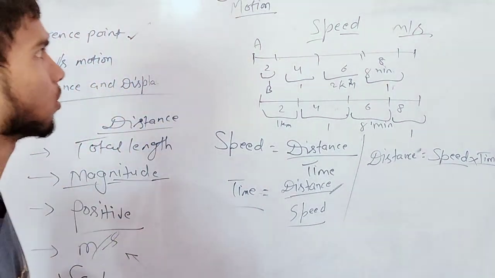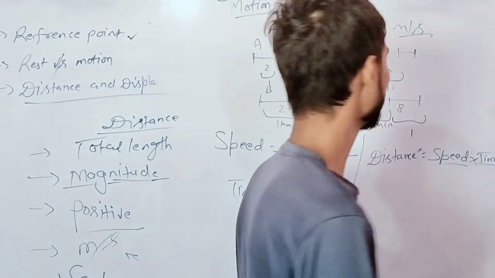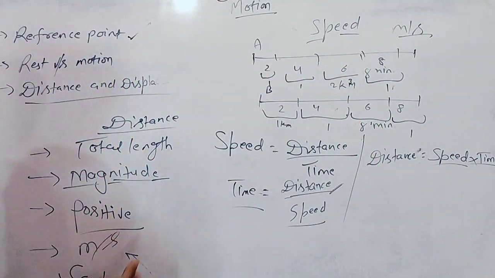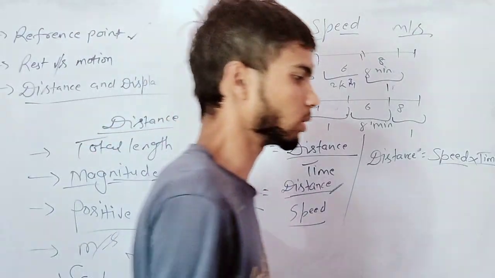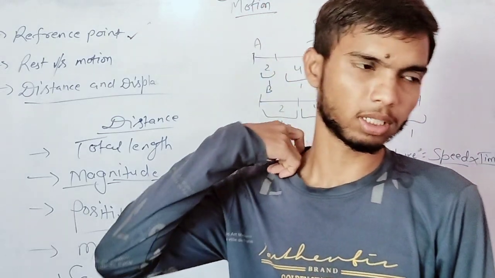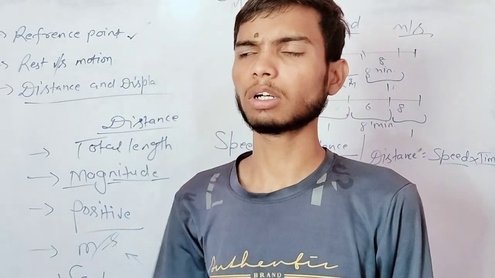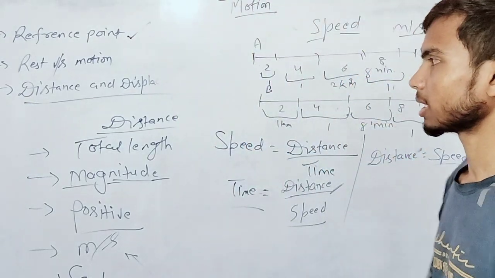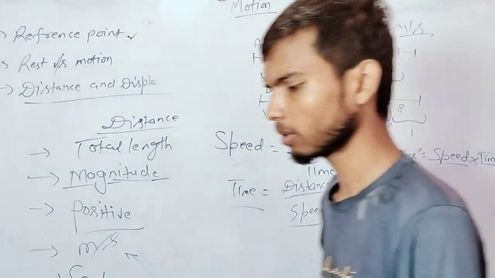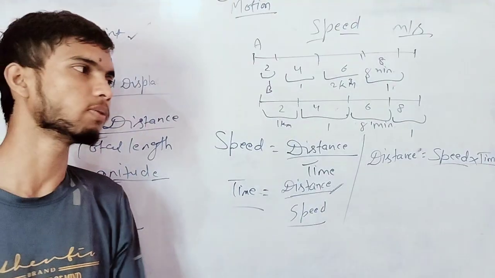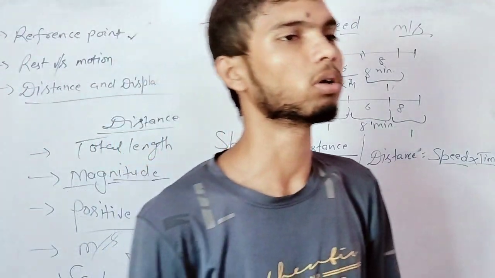We understood the meaning of speed with an example, and we saw the differences between distance and displacement, in which we understood that distance is a scalar because it has magnitude, and displacement is a vector quantity because it has both magnitude and direction. Distance can only be positive, not negative, not zero, but displacement can be negative, positive or zero.